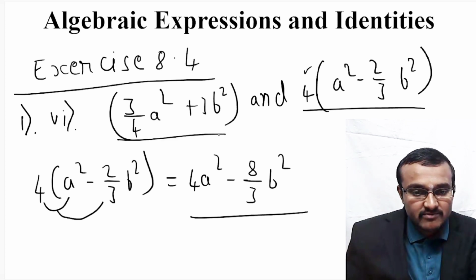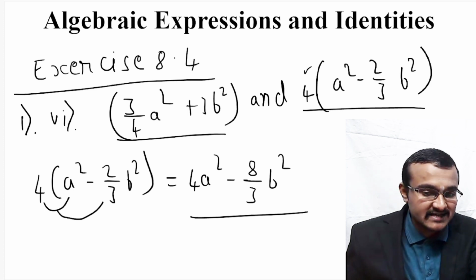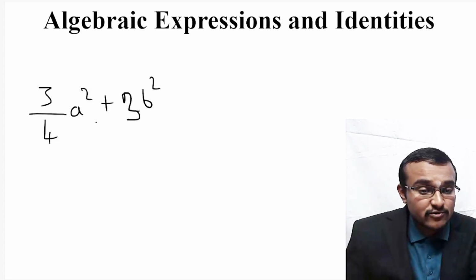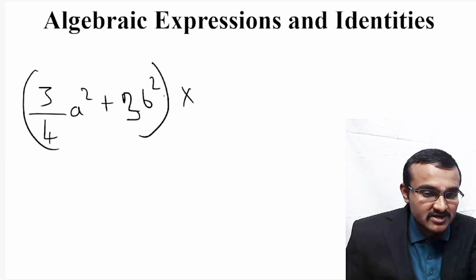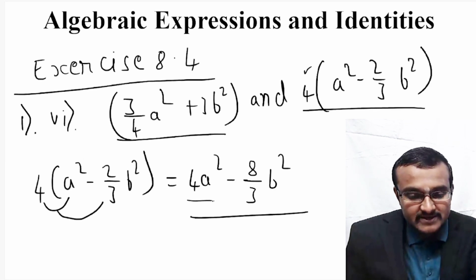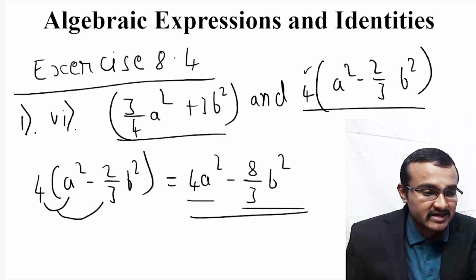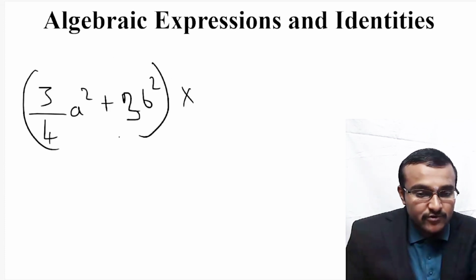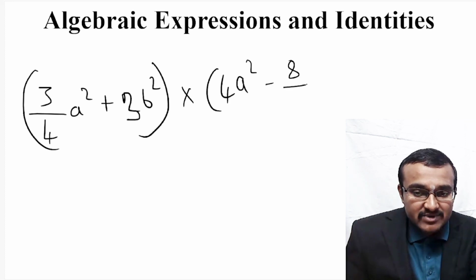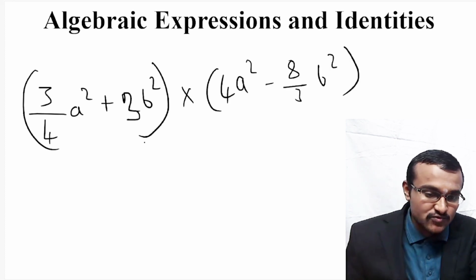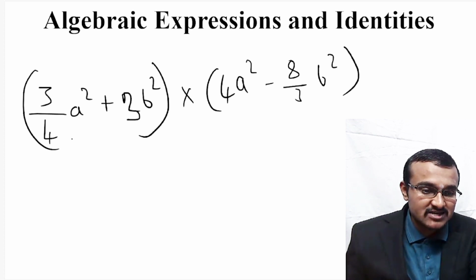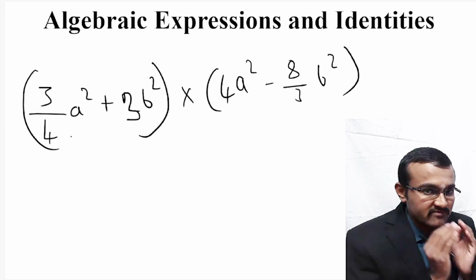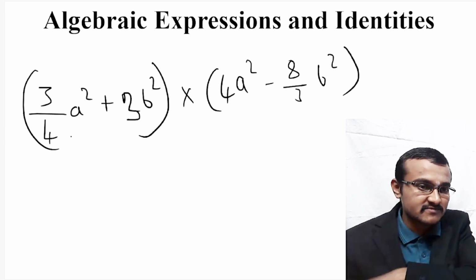Now you can perform multiplication between 3 by 4 a square plus 3b square and 4a square minus 8 by 3 b square. The first expression, 3 by 4 a square plus 3b square, should be multiplied with the second expression which we have got here, that is 4a square minus 8 by 3 b square. When you perform multiplication between two binomials or two polynomials, you should always remember all the terms of the first polynomial should be multiplied with all the terms of the second polynomial.